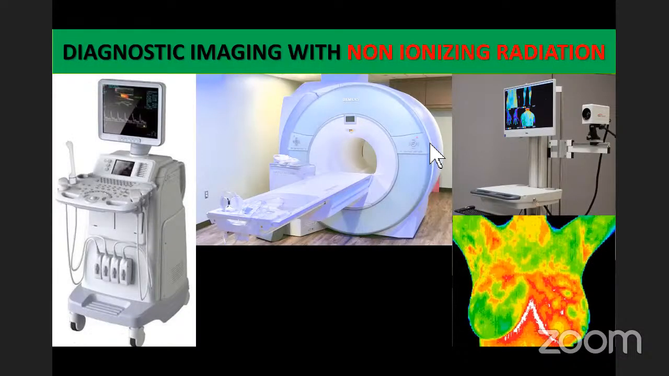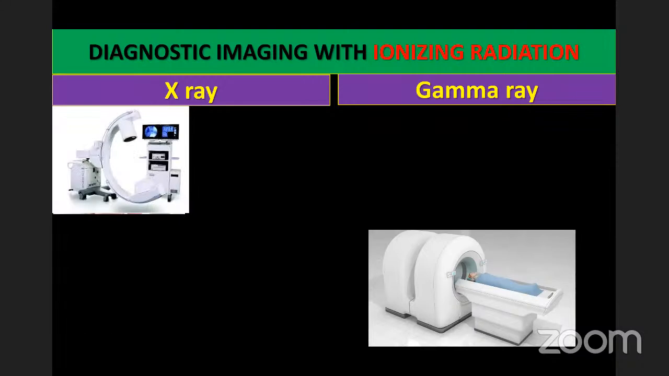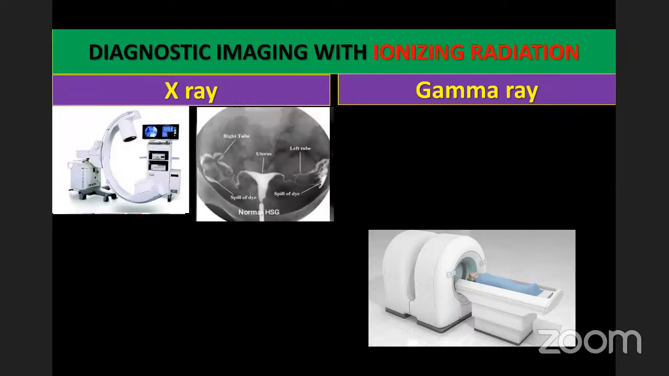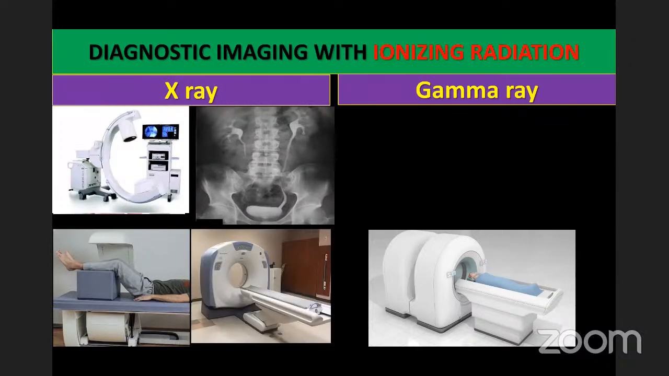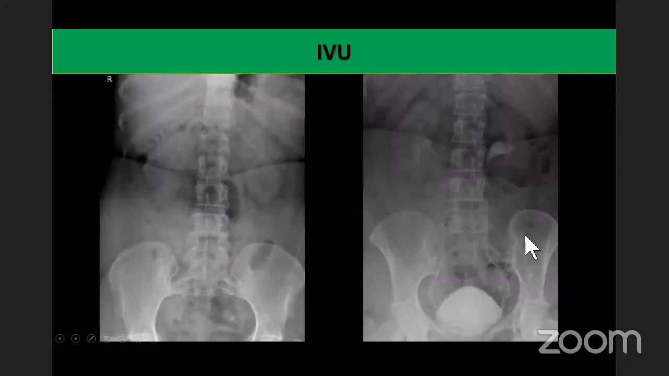Again, we have seen that thermography, MRI, and ultrasound are the ones containing non-ionizing radiation that we use in radiology imaging. Whereas the ionizing radiation includes X-rays, mammography, DSA and fluoroscopy, barium studies, HSG, IVU, DEXA scan, and the CT scan. Whereas in nuclear medicine, the gamma camera and nuclear scans are all based on gamma rays, and also the PET scan.